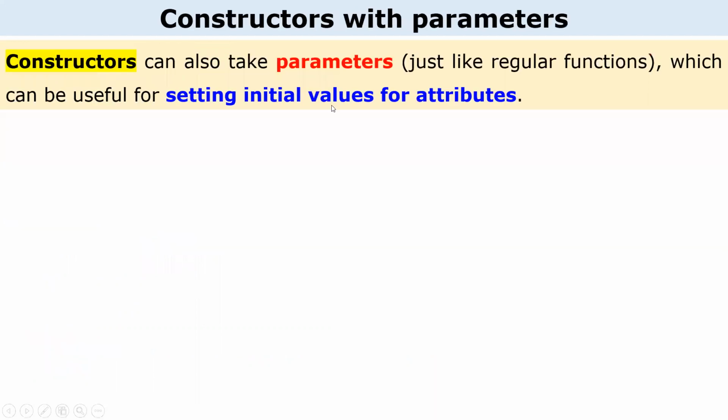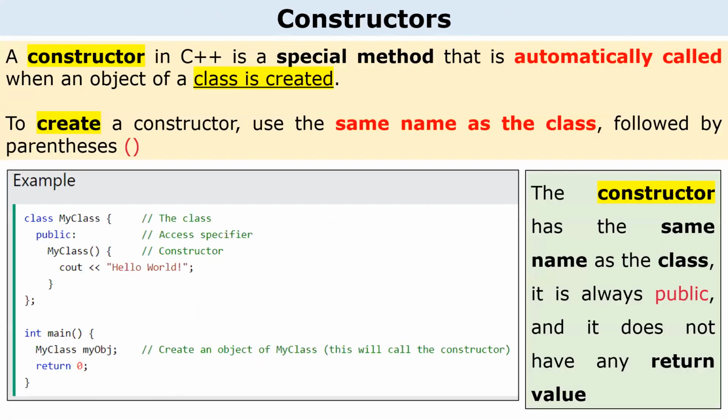Constructors with parameters. Right. The constructors, as with other methods, can use parameters. In the previous slide, the constructor had empty brackets, opening and closing rounded brackets. Right. Inside the brackets, no parameters. That is called an empty constructor. Right. Empty parenthesis available here.